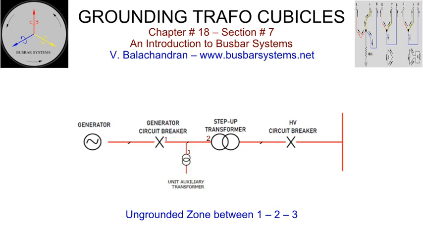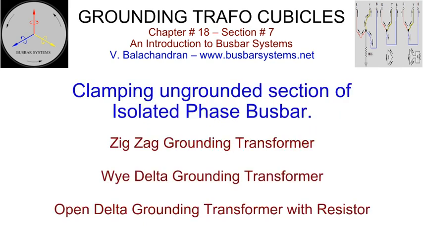An arcing fault on a delta winding will produce a broad spectrum of frequencies of varying amplitude. One of these may correspond to the resonant frequency of the tank circuit. This phenomenon is referred to as ferro-resonance. There are several ways to clamp the voltage of this ungrounded section of the isolated phase busbar. These include installation of zigzag grounding transformer, Y-delta grounding transformer, open delta grounding transformer with resistor.